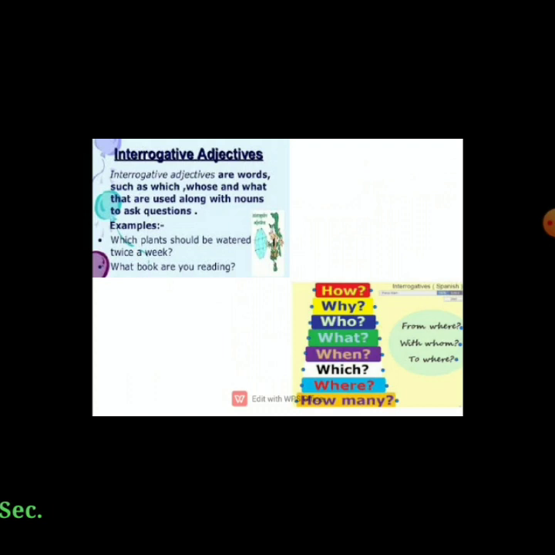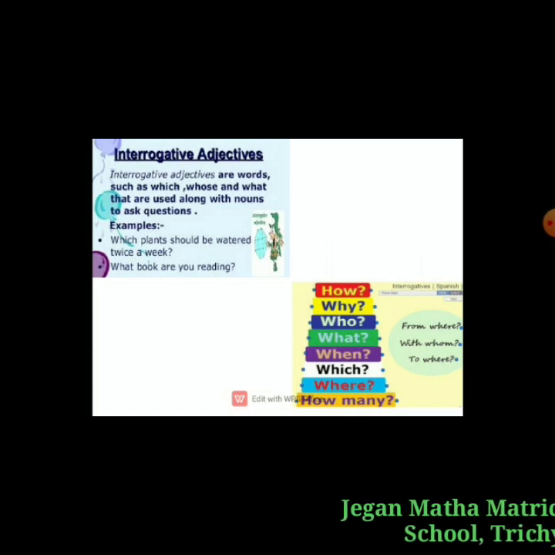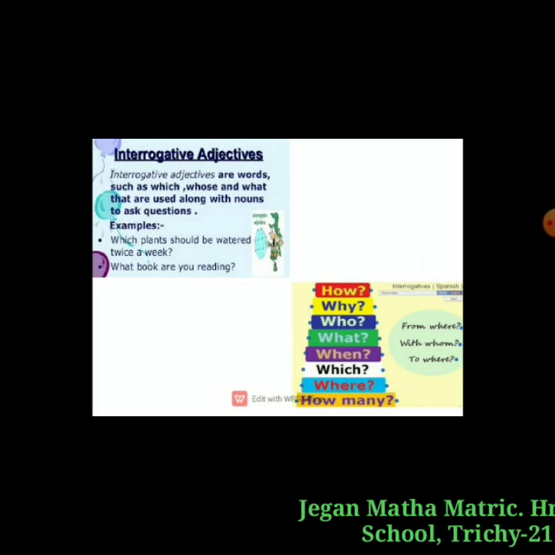Interrogative adjective. Interrogative adjectives are words such as which, whose, and what, used along with nouns to ask a question. We just have to ask a question to someone else, with question marks. For example: Which plants should be watered twice a week? What book are you reading?